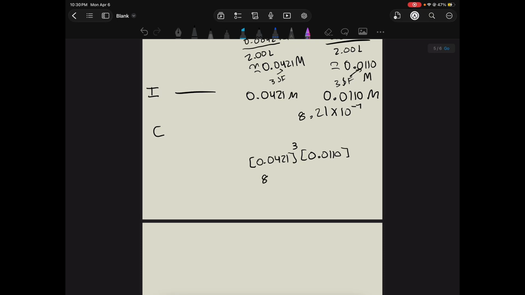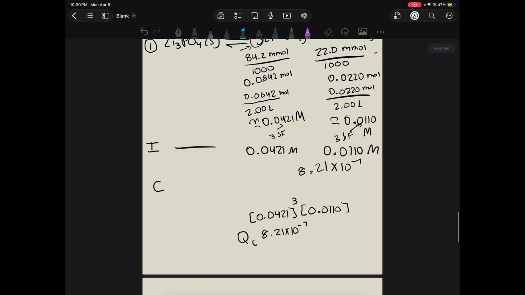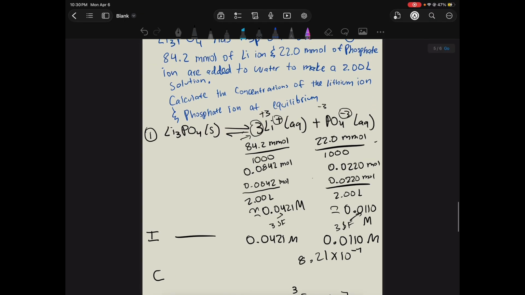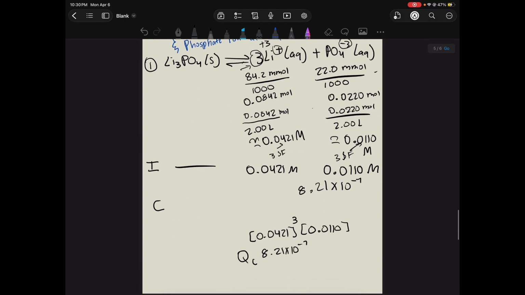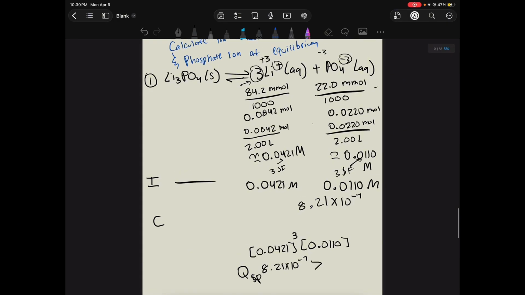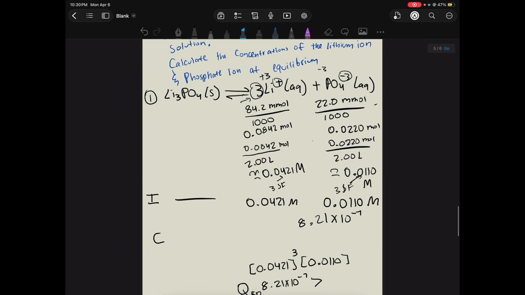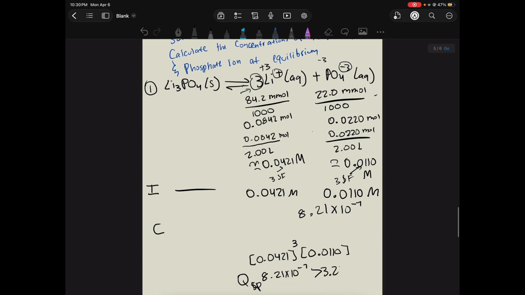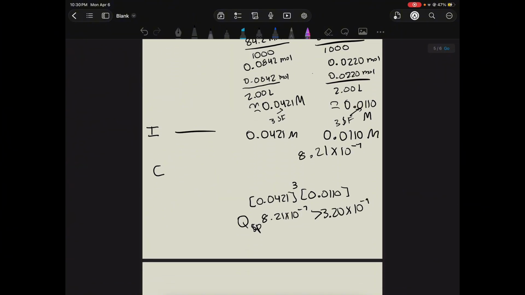Okay, now this 8.21 times 10 to the power of -7 is our QC value, and it's C because it's concentrations. This value is greater than the KSP value, which is 3.20 times 10 to the power of -9. What does this mean? Because it's greater, that means that it moves from the products to the reactants.